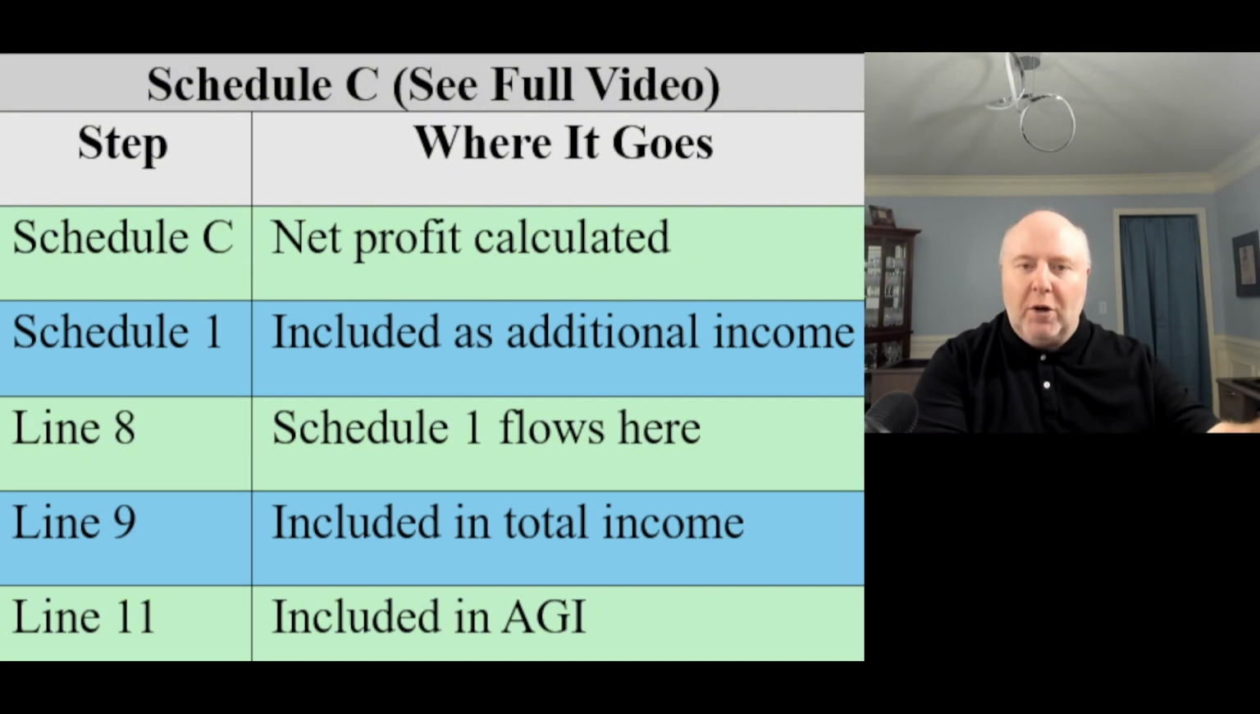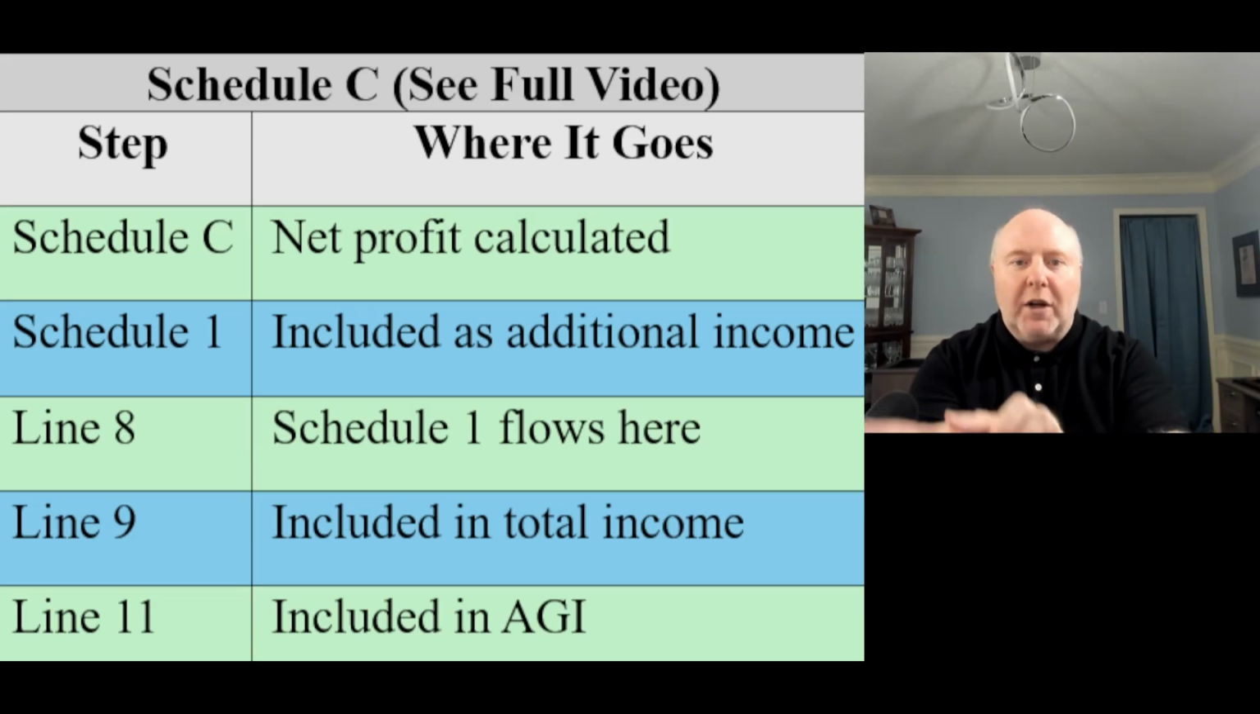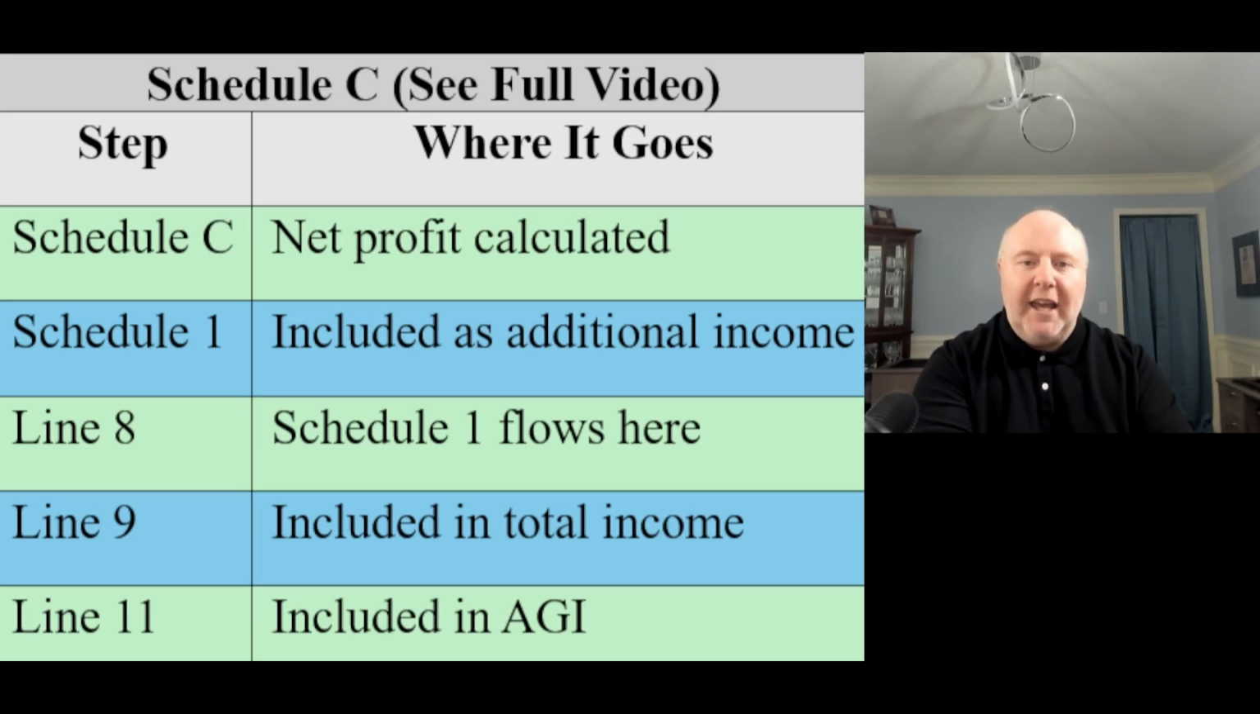Now, I'll be doing a full video on Schedule C. I don't want to get into the details or the weeds on that, but we will be doing that when we get into that video. So then we go to Schedule 1. We've already done a full video on Schedule 1, but we know we take the amount from Schedule 1, and now that's going to be other income, right? So we're going to take that Schedule 1 and we're going to bring it over to line number 8.